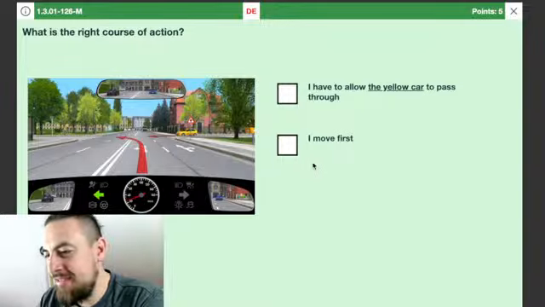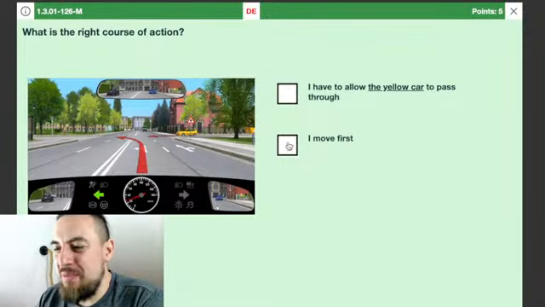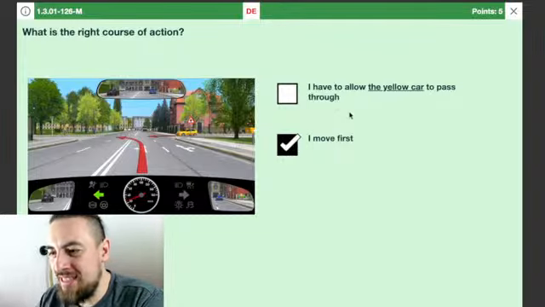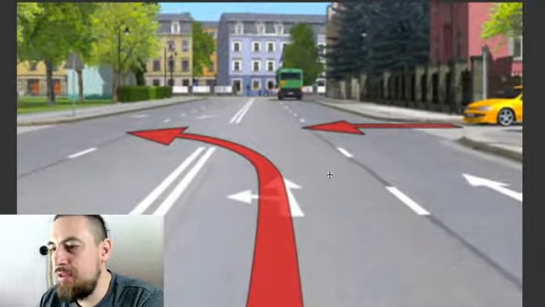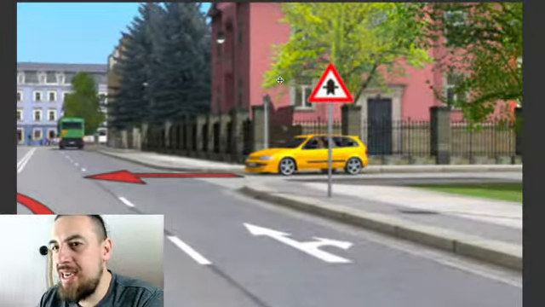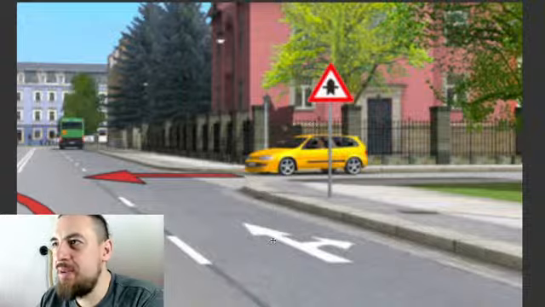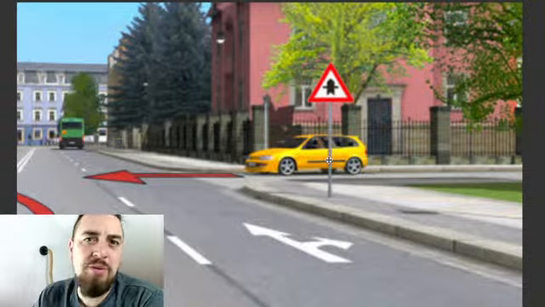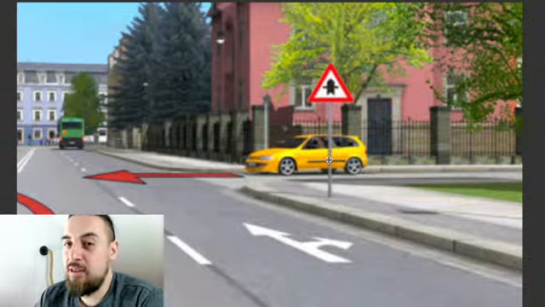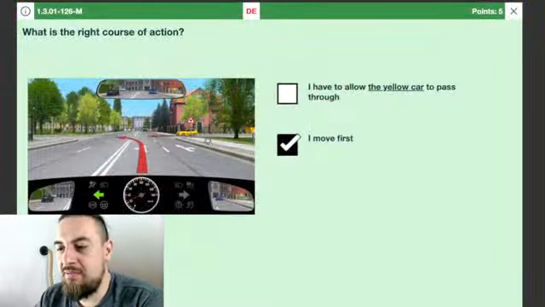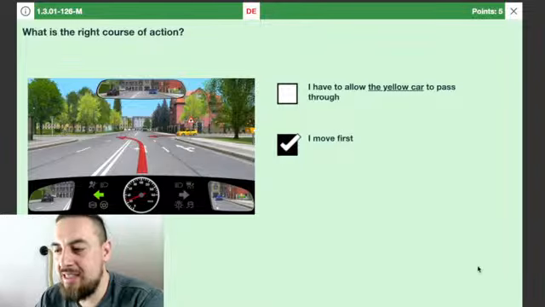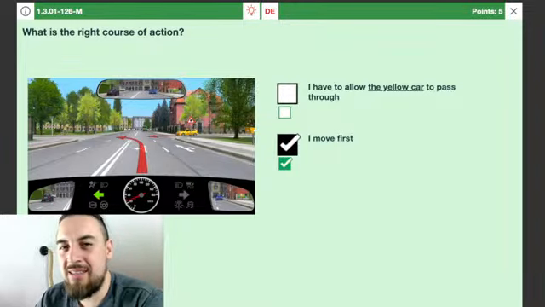It is, I think, quite clear if you know the signs. So I move first is the correct answer. It's the second one. Why? Because let's go a little bit closer. I'm not sure if you could see it. This sign exactly is telling us that we have priority in front of the next junction, and it doesn't matter where you're going. If you go straight ahead, to the right, to the left, you have priority from the car from the right in that case. That's why the second answer is correct.